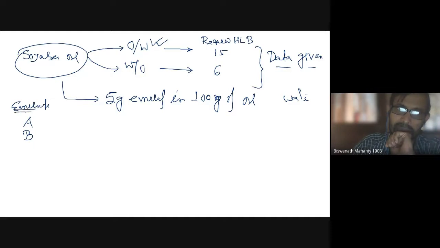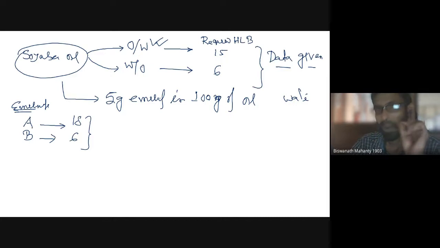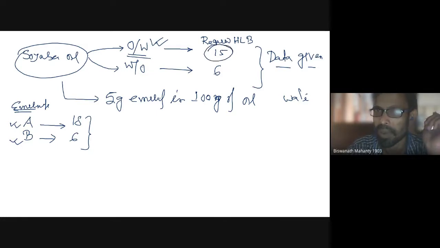There are two types, A and B. Their HLB values are given. For example, this HLB value is 18 and this HLB value is 6. Just for example. Now I am asking you, I want to use both the emulsifiers and I want to prepare a soybean oil in water emulsion. What does it mean? That means I need a required composite HLB value of 15, and my surfactants are 18 and 6.